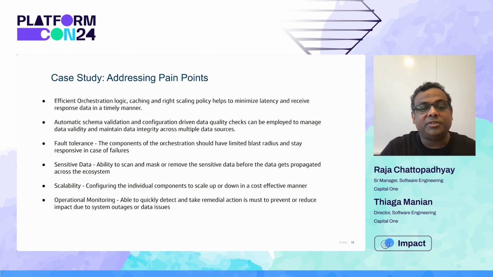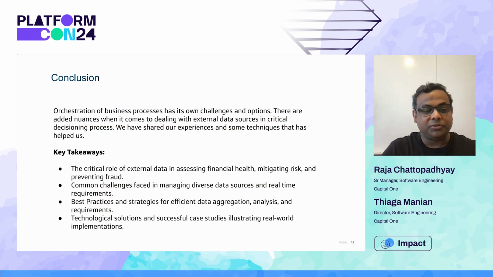Scalability: configuring the individual components to scale up or down in a cost effective manner. And operational monitoring. If something is going wrong, both in terms of business functionality or infrastructure, we should be alerted and take the appropriate action. Now, with this, I will hand it over to Thiaga to cover the rest of the slide.